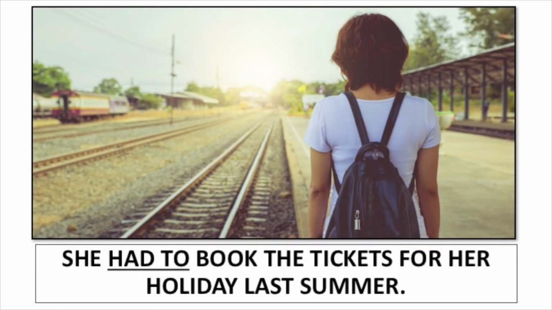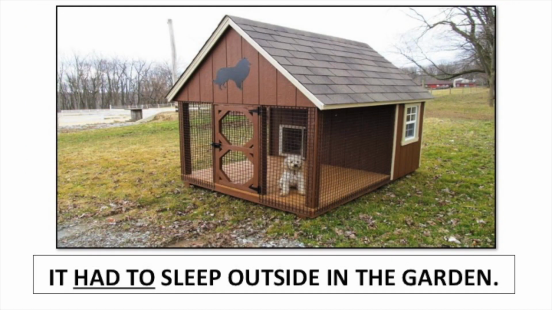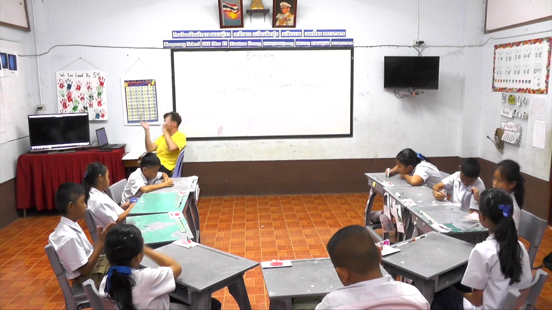She had to book the tickets for her holiday last summer. And the final one, it had to sleep outside in the garden. So you see, every subject, past tense, had to. But in the present tense, we have to change between has to and have to. Any questions, guys? No. Okay, that was great. Well done.